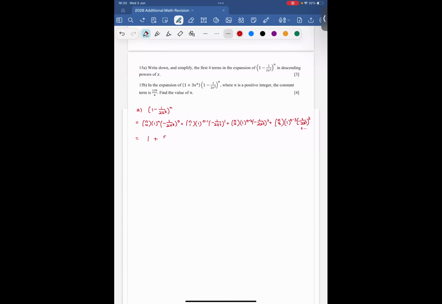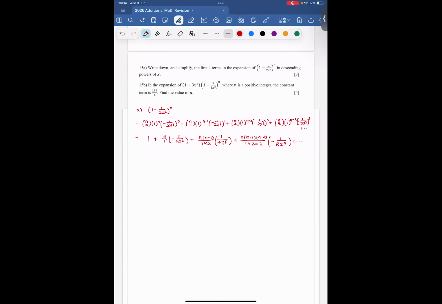Okay, this is n choose 1, which is n. 1 is just 1, so don't need to care. n choose 2 is just this. 1 to the power n minus 2 is just this. Then squaring this becomes 1 over 4x to the 6. Okay, 1 don't need care. Expanding this is just negative 1 over 8x to the 9.